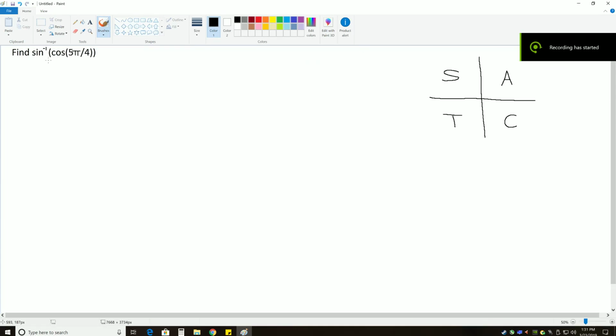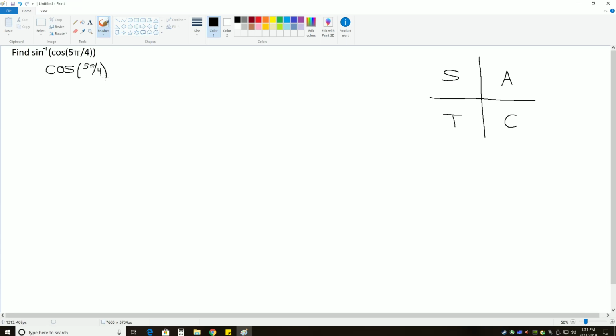In this problem, we're going to be finding sine inverse of cosine of 5 pi over 4. When we start this problem, we always want to work on what's on the innermost part of our functions, which is this cosine of 5 pi over 4. And then whatever result we get from that, we will then plug that into sine inverse to evaluate this entire problem. So let's start with this cosine of 5 pi over 4.